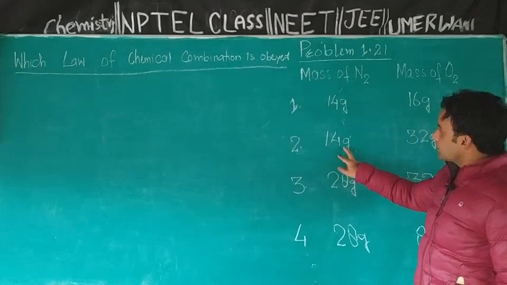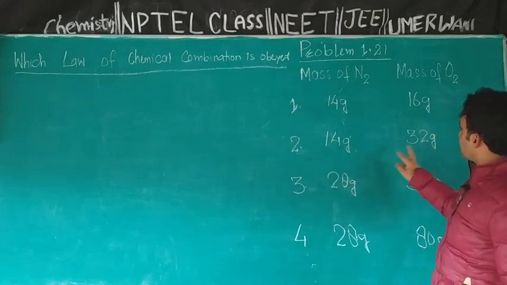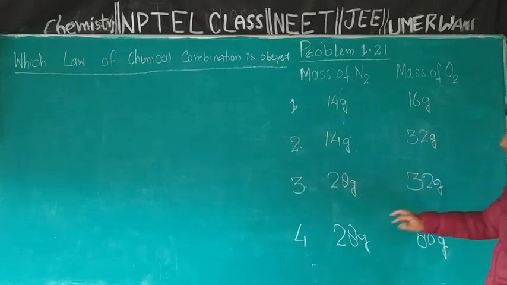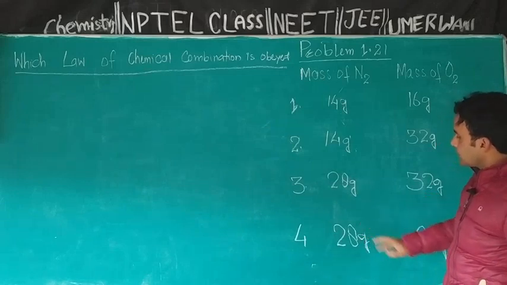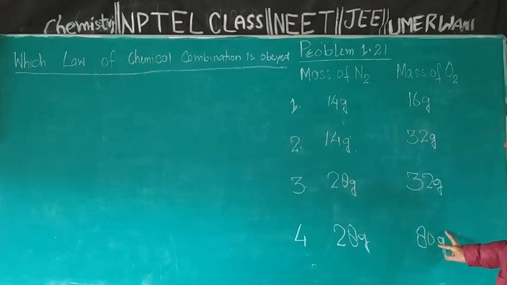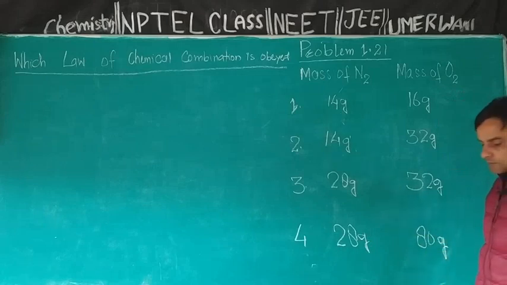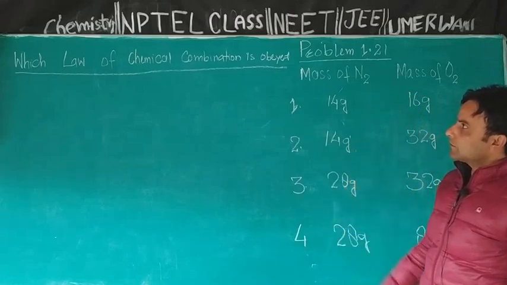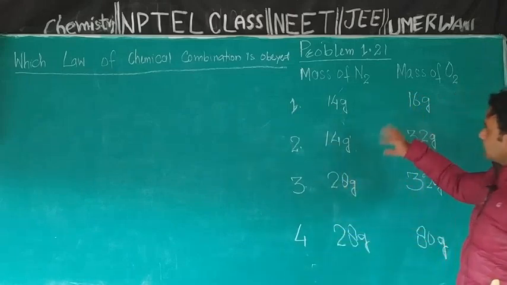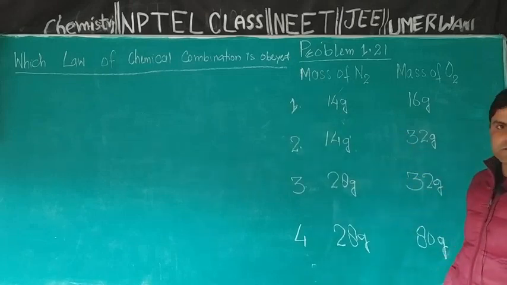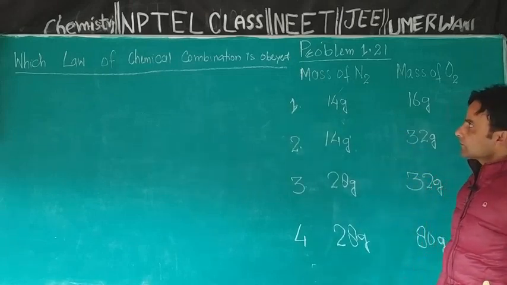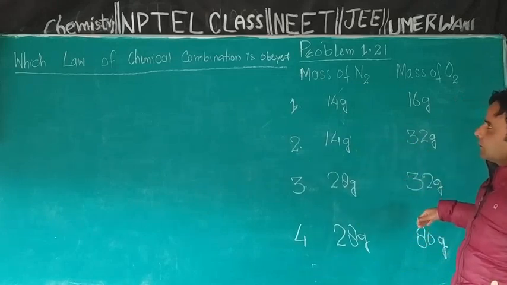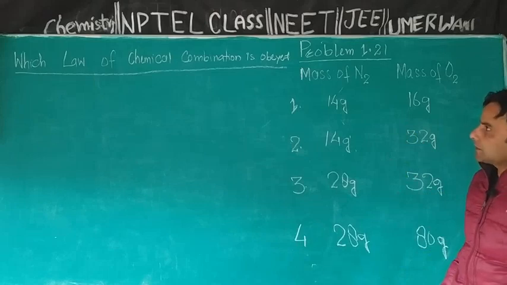In compound 2, the reacted mass of dinitrogen is 14 and the reacted mass of oxygen is 32. In compound 3, the reacted mass of nitrogen is 28 and of oxygen is 32. In compound 4, the reacted mass of dinitrogen is 28 gram and of dioxygen is 80 gram. Now we have to answer which law of chemical combination this data obeys. The provided data belongs to which law of chemical combination?